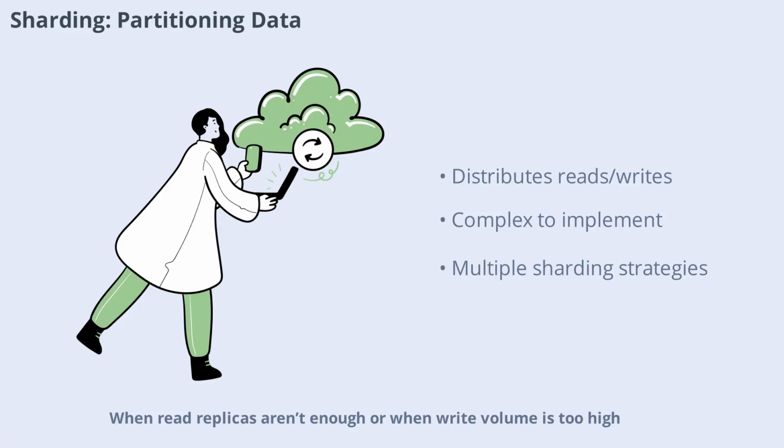When read replicas aren't enough, or when write volume is too high, sharding becomes necessary. Sharding splits your data across multiple databases based on a partition key like user ID. This distributes both reads and writes, allowing you to scale horizontally. Sharding is powerful but complex. Cross-shard queries are expensive, and rebalancing shards can be operationally challenging. Common strategies include range-based, hash-based, and directory-based sharding. Choosing the right approach depends on your data and access patterns.